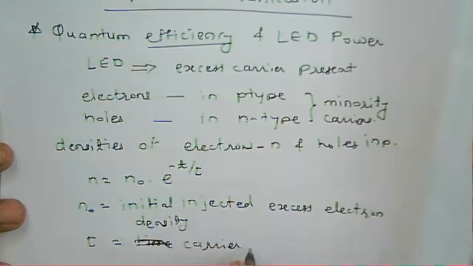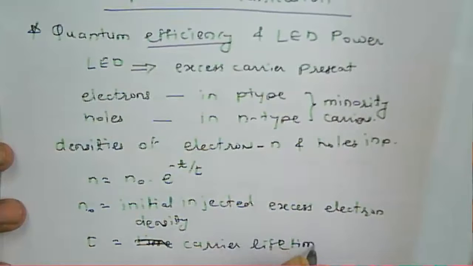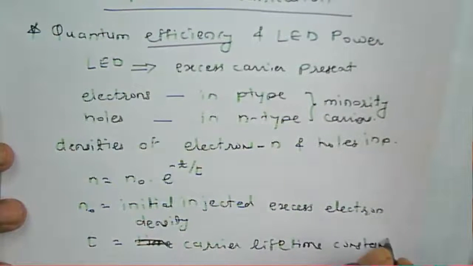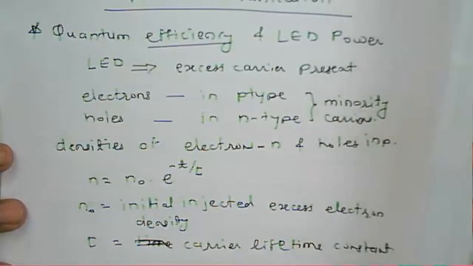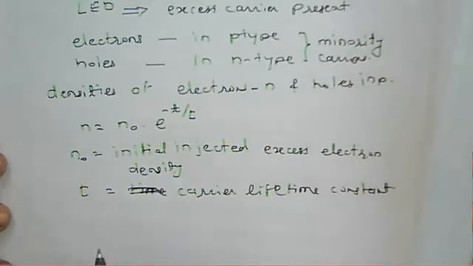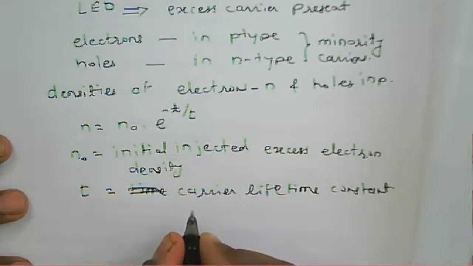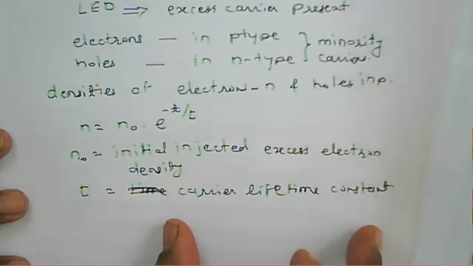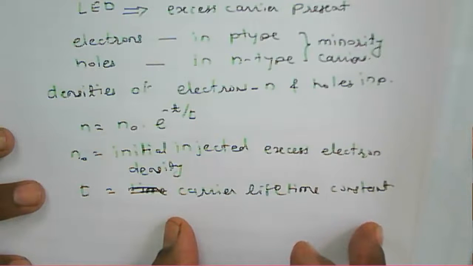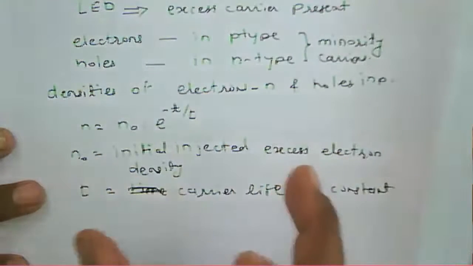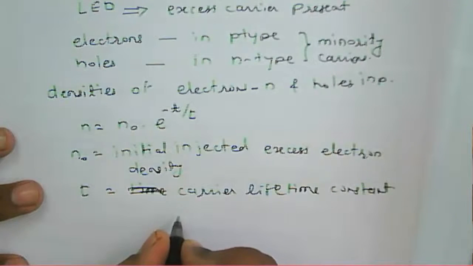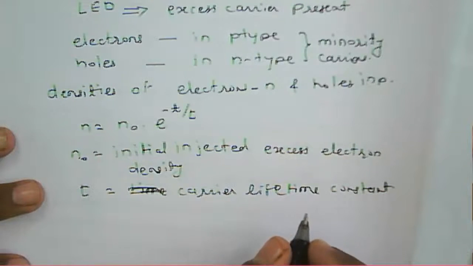This carrier lifetime constant is an operating parameter of this particular device, a light emitting diode, and its value ranges from milliseconds to nanoseconds, depending upon the material composition or the structure composition of this light emitting diode.